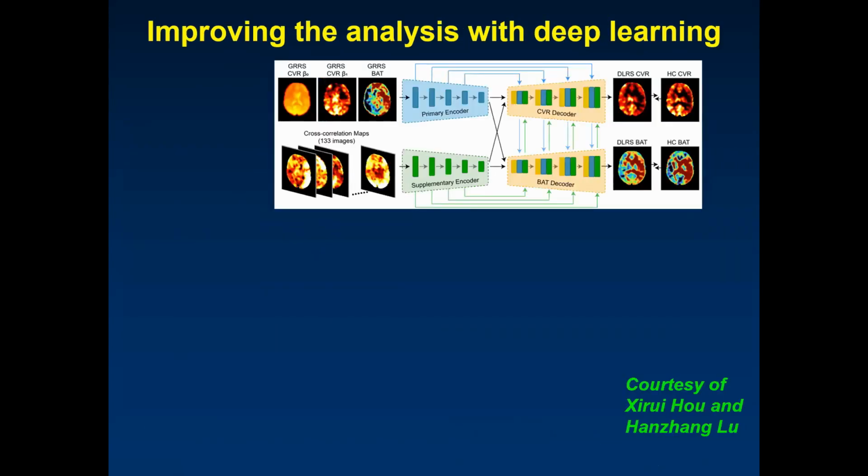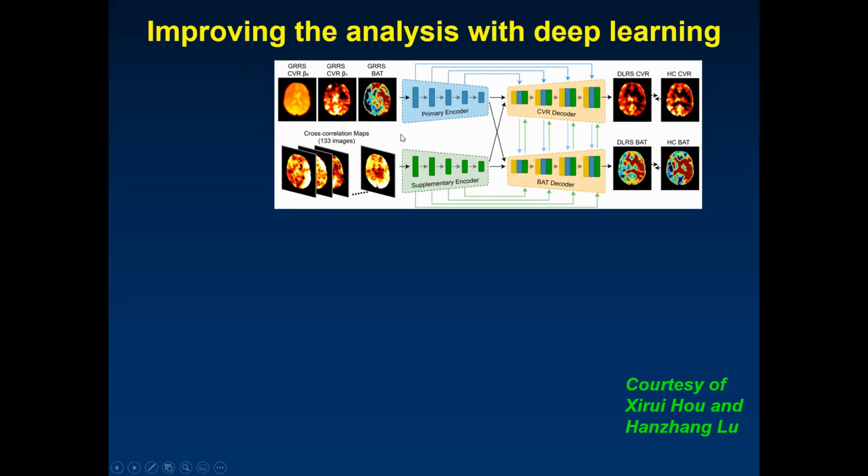More recently, Dr. Lu's group has been working on improving the resting state CVR analysis using deep learning methods. In this deep learning method, they use the UNet architecture, and the input is the resting state CVR results using the global signal time course as a regressor. It includes both the beta 0 and beta 1 from the general linear model, and also the voxel-wise BAT maps obtained by shifting the global signal time course against the voxel-wise BOLD signal time course.